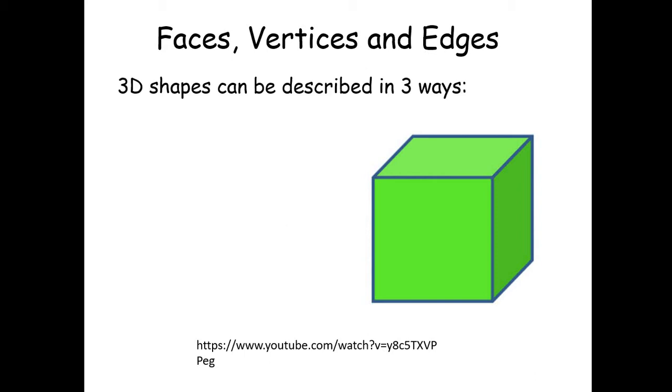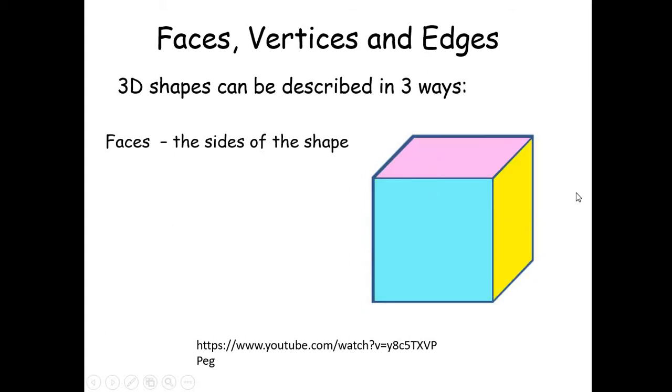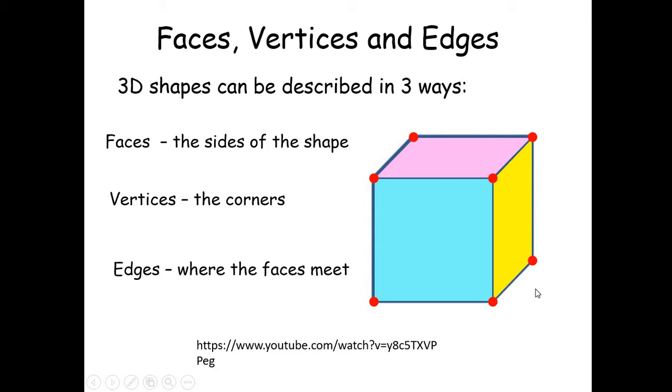So 3D shapes can be described in three ways. We have faces, which are the sides of the shape. One here, and one here. We talk about vertices, which are the corners of the shape, which are marked in red here. You can see each one on the corners of this shape. And we talk about edges, where the faces meet. So where one face meets another face, we have an edge.